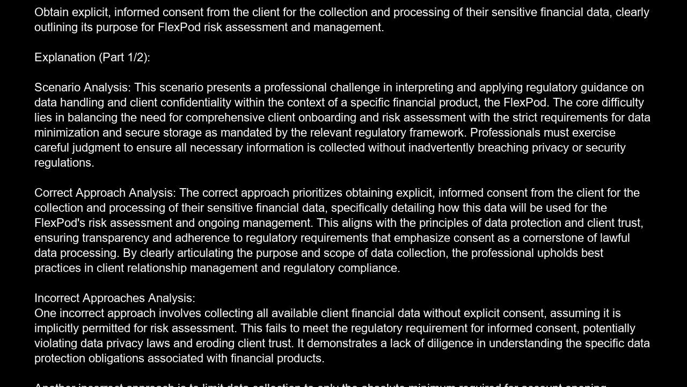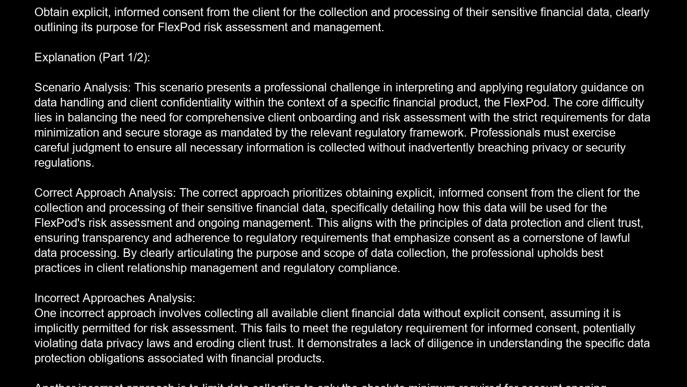Correct approach analysis. The correct approach prioritizes obtaining explicit, informed consent from the client for the collection and processing of their sensitive financial data, specifically detailing how this data will be used for the FlexPod's risk assessment and ongoing management. This aligns with the principles of data protection and client trust, ensuring transparency and adherence to regulatory requirements that emphasize consent as a cornerstone of lawful data processing. By clearly articulating the purpose and scope of data collection, the professional upholds best practices in client relationship management and regulatory compliance. Incorrect approaches analysis.